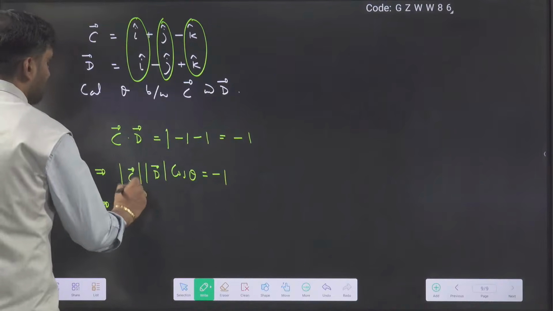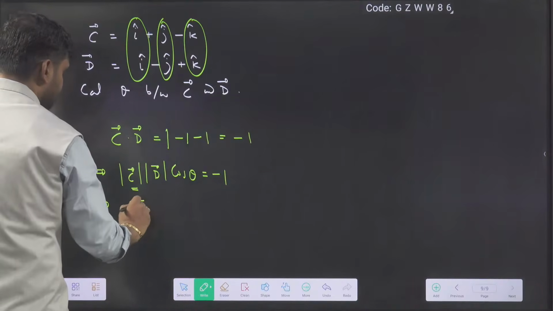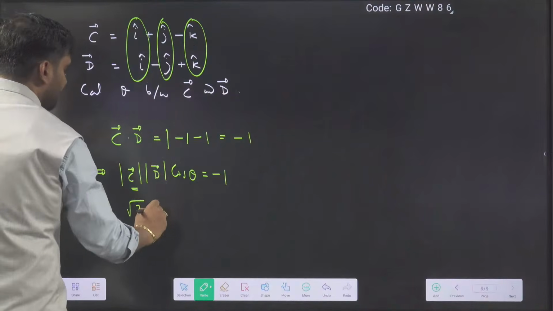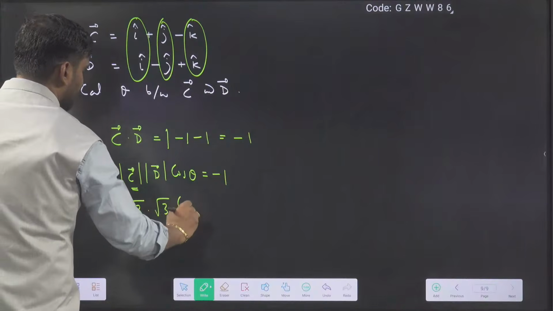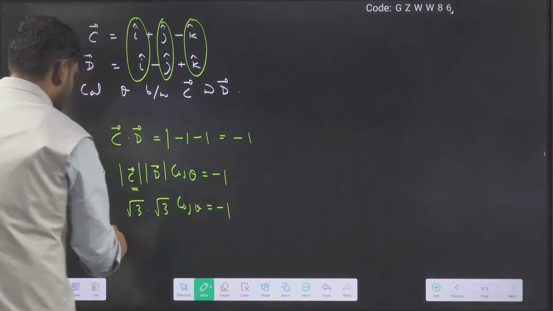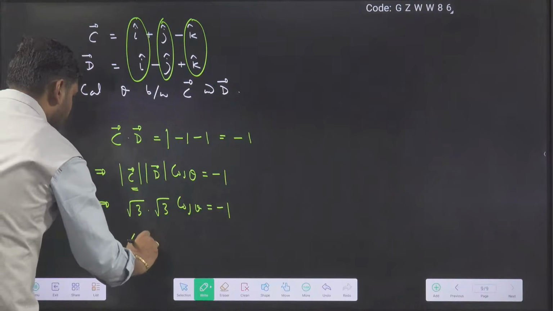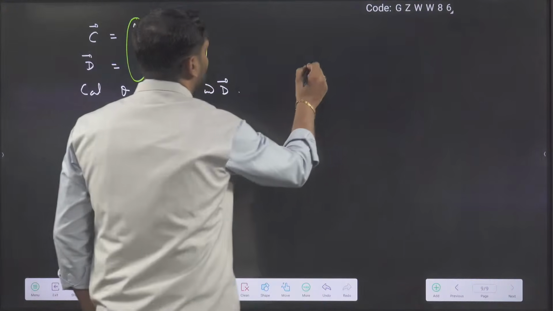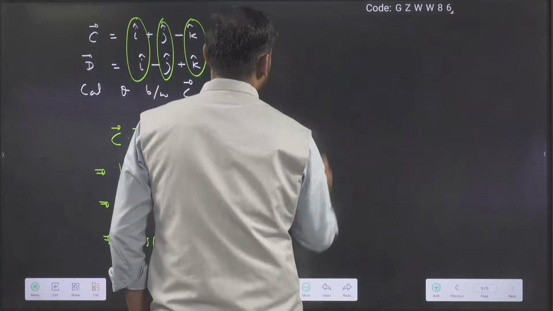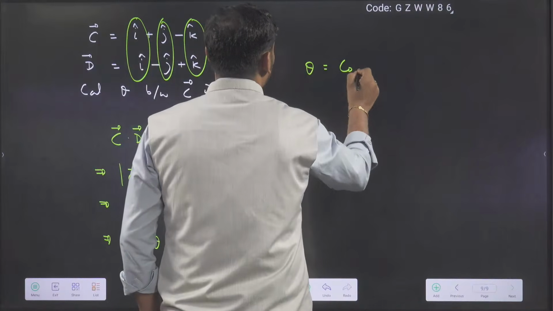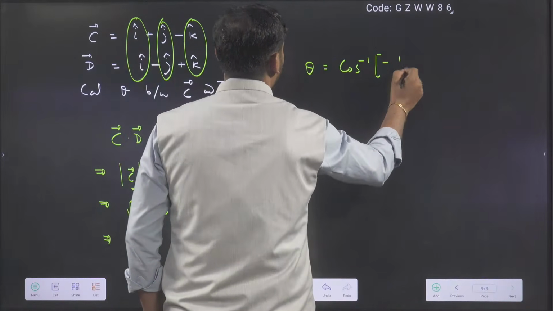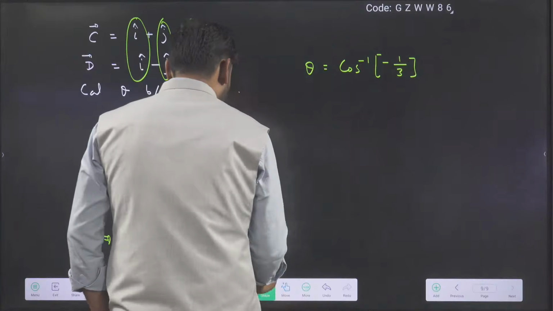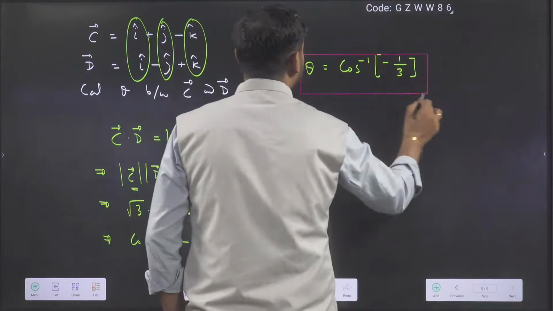So how much is magnitude of C vector? √3. How much is magnitude of D vector? √3. Cos theta is equal to what? -1. So cos theta is equal to -1/3. So what is the correct answer? Correct answer is theta is equal to cos inverse of -1/3. How many of you got this answer correctly?